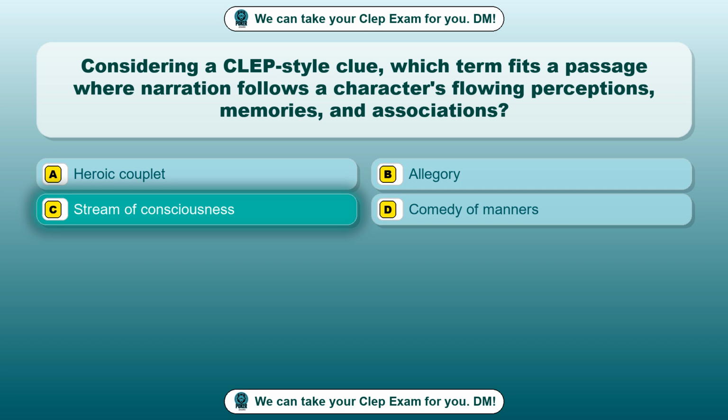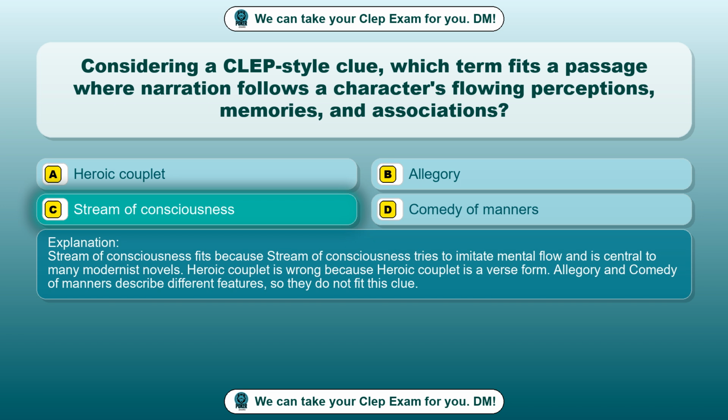Stream of consciousness. Stream of consciousness fits because stream of consciousness tries to imitate mental flow and is central to many modernist novels. Heroic couplet is wrong because heroic couplet is a verse form. Allegory and comedy of manners describe different features, so they do not fit this clue.